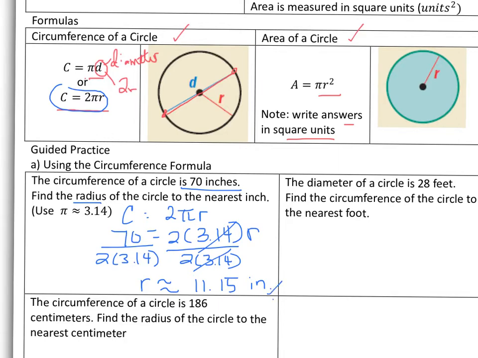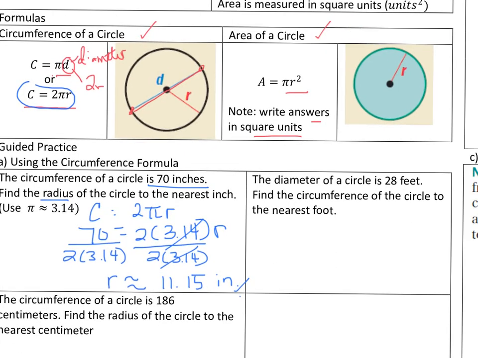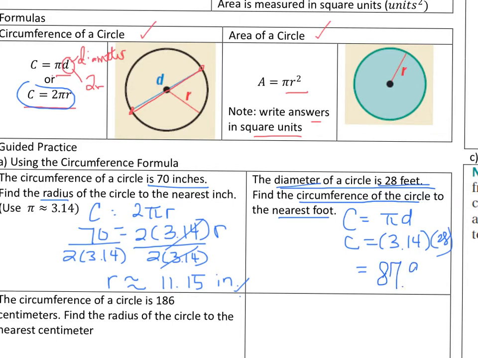Now let's take a look at the next problem. The diameter of a circle is 28 feet. Find the circumference of the circle to the nearest foot. I would like to use C equals pi d because I'm given the diameter instead of the radius. So circumference equals 3.14 times 28. And after doing the math, you should get 87.92 feet.